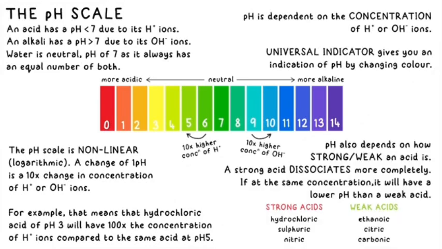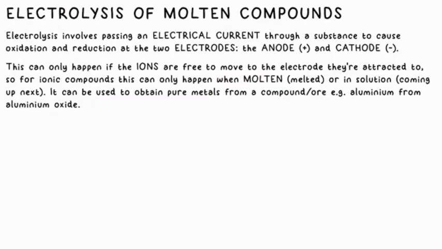A strong acid is one that dissociates or ionizes completely when in solution, like hydrochloric, nitric and sulfuric acids. Weak acids, on the other hand, only partially dissociate, like ethanoic, citric and carbonic acids. The pH of an acid depends on both its strength and concentration. If hydrochloric acid and ethanoic acid have the same concentration, the hydrochloric acid will have the lower pH, as it's stronger.